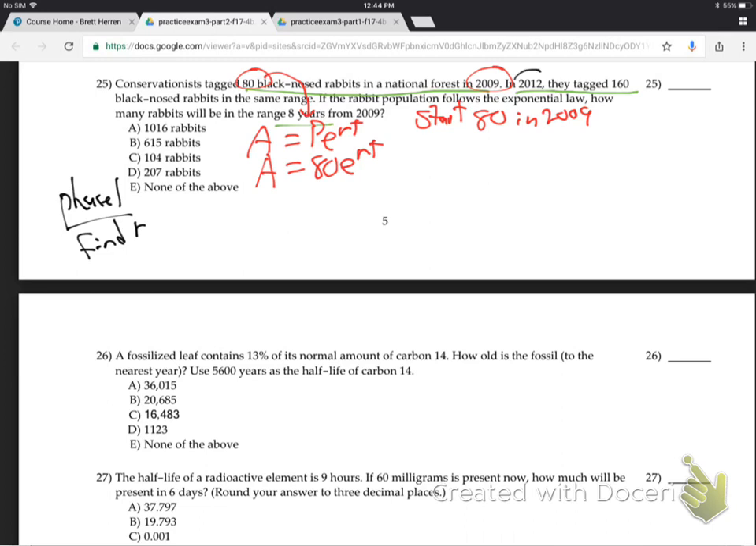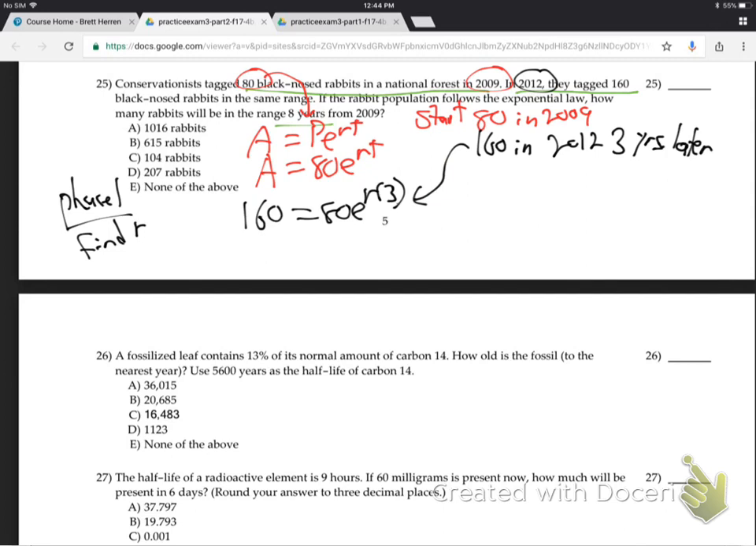So how do we do that? 2012, there was 160. That's 3 years later, isn't it? So that means when t is 3, the amount was 160. Y'all tracking with me? So now I've got to find R. That's phase 1. Solve that thing for R.